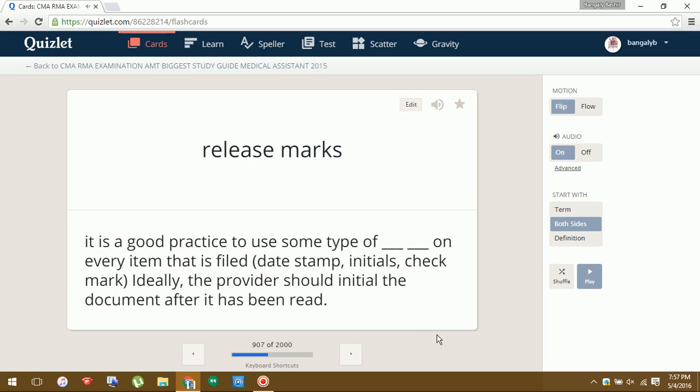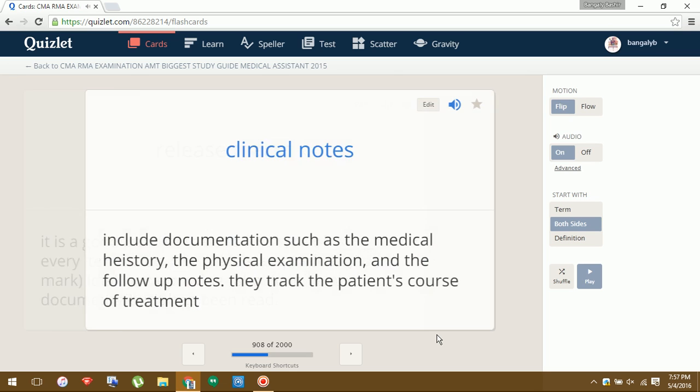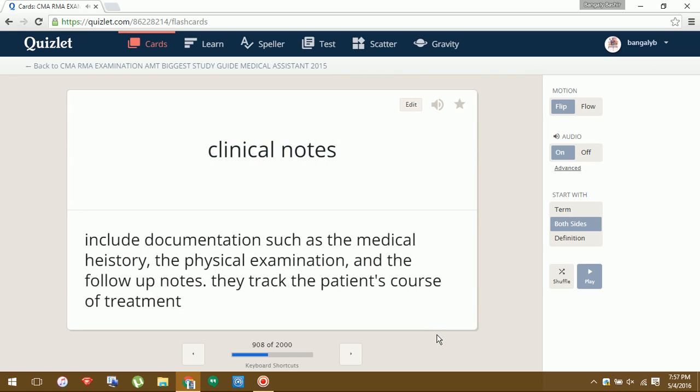Release marks. It is a good practice to use some type of mark on every item that is filed. Ideally, the provider should initial the document after it has been read. Clinical notes include documentation such as the medical history, the physical examination, and the follow-up notes. They track the patient's course of treatment.